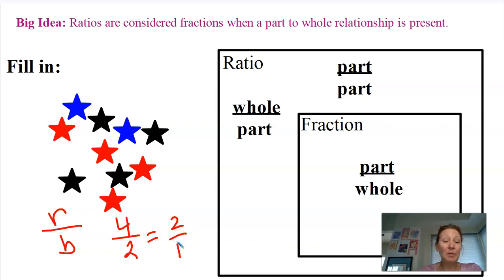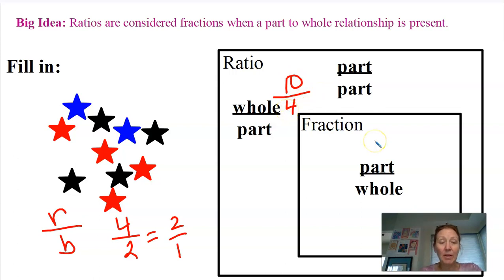Now remember, the part to part doesn't necessarily tell you about how many there are altogether. It just gives you a comparison. For every 2 red stars, there's 1 blue. And then remember, whole to part will be, well, I could count. There was 4 black, 4 red, there's 10 altogether. So if I do a whole to part ratio, I could say I count a whole number of stars as 10, and maybe this time I'll compare it to the 4 black ones. So out of 10 stars, 4 are black, or out of 10, 4 are red.